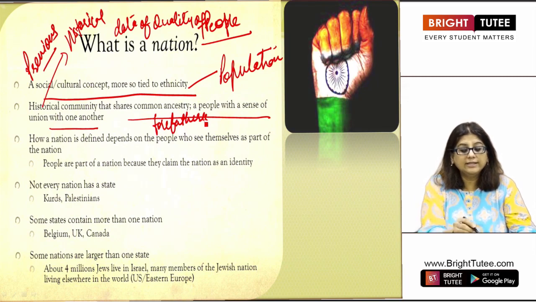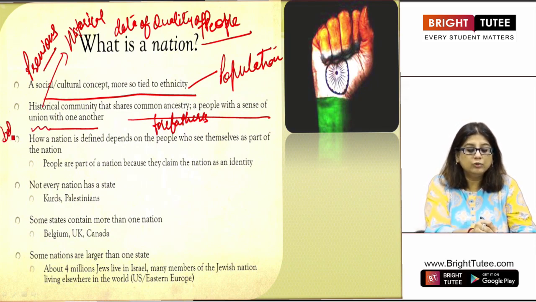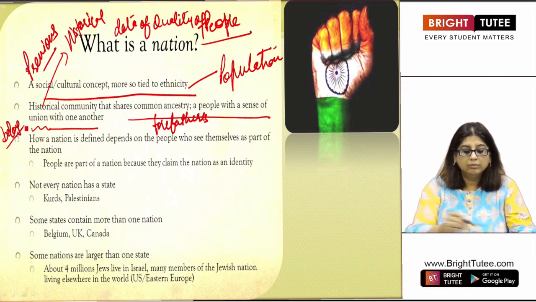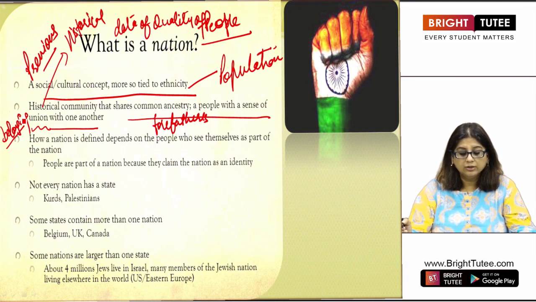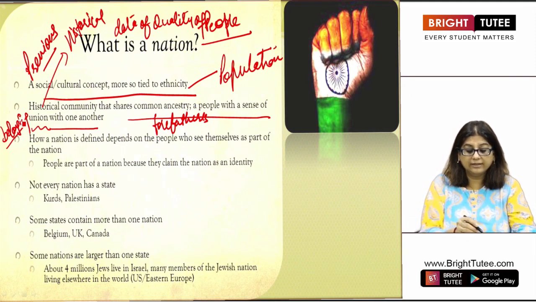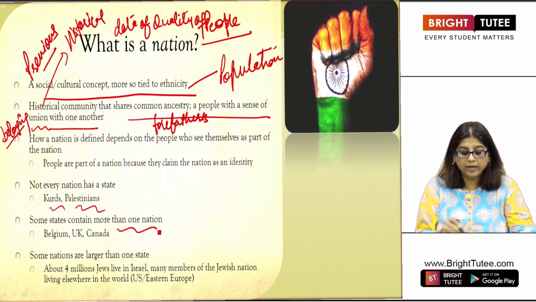And then what is the sense of union? How do we come to know that we belong to one nation? Belongingness. How a nation is defined depends on the people who see themselves as part of the nation. People are part of a nation because they claim the nation as an identity. Not every nation has a state: Kurds and Palestinians.